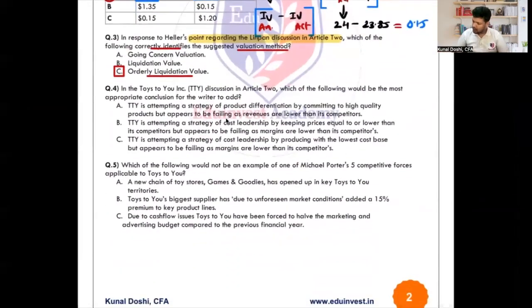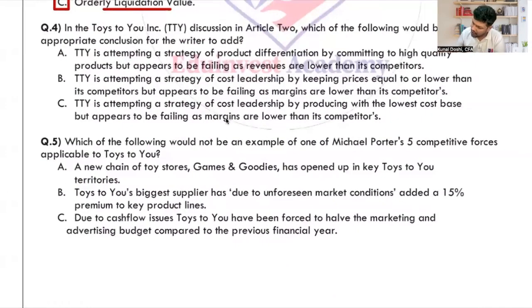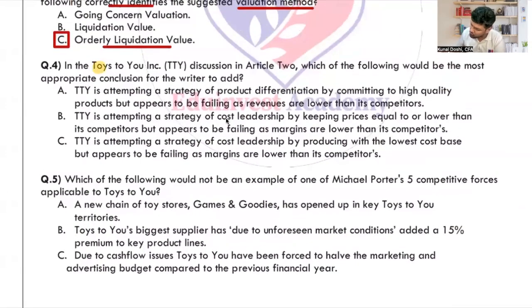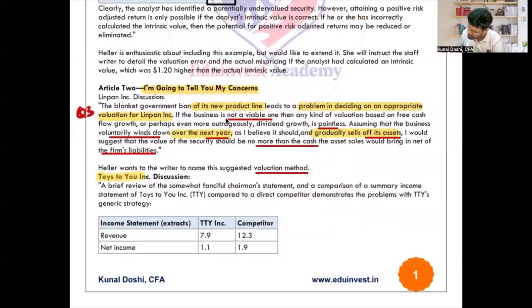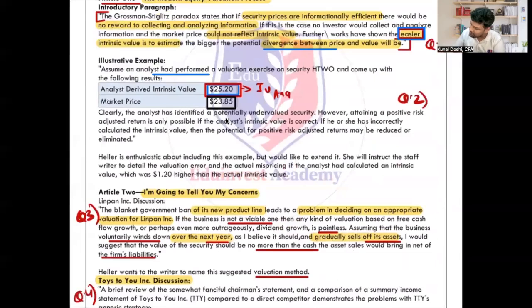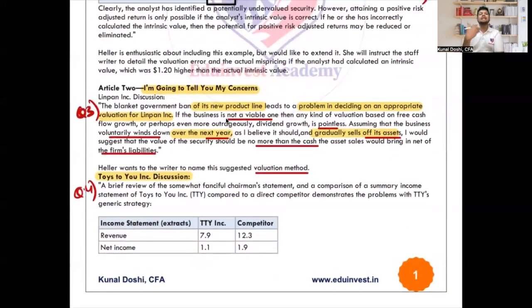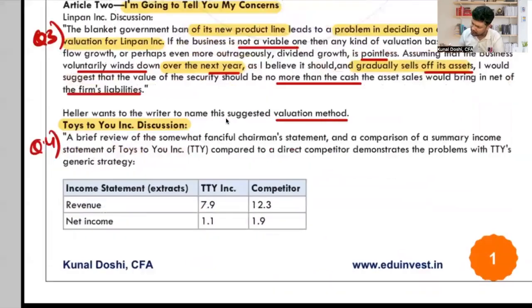Clear? Okay. Now, the Toys to You discussion in Article 2. So I will go to Article 2 and the Toys to You discussion. Where is the Toys to You discussion? This is where my question number 4 lies. Now, I'm not saying this strategy works all the time, but I'm just telling you that you can use this. And of course, I'm sure many of you must already be using this.